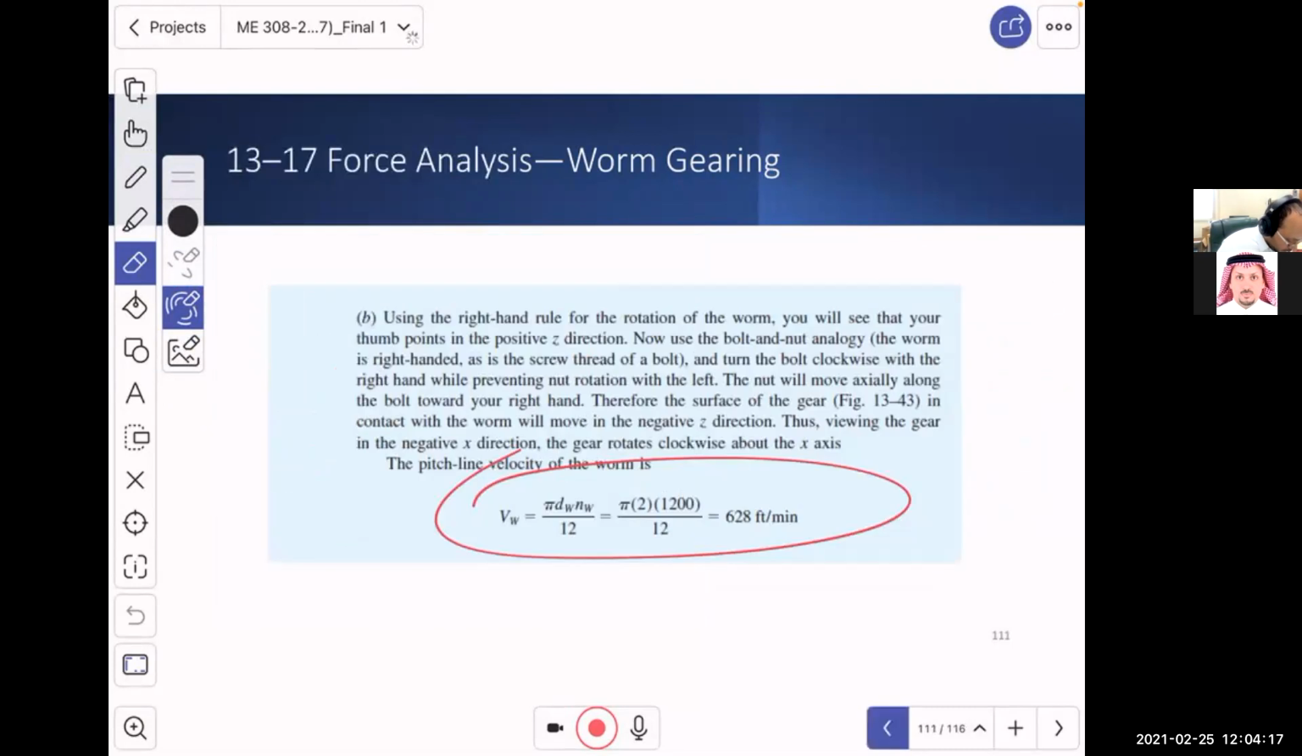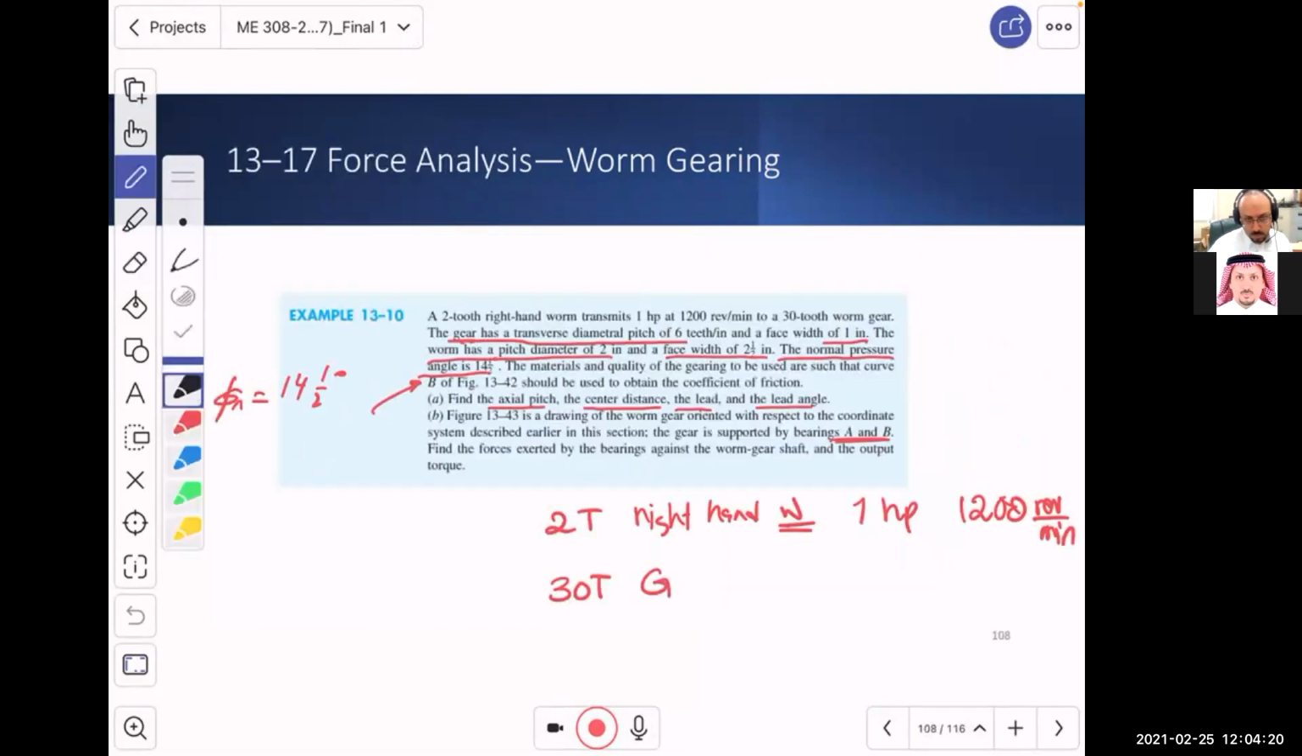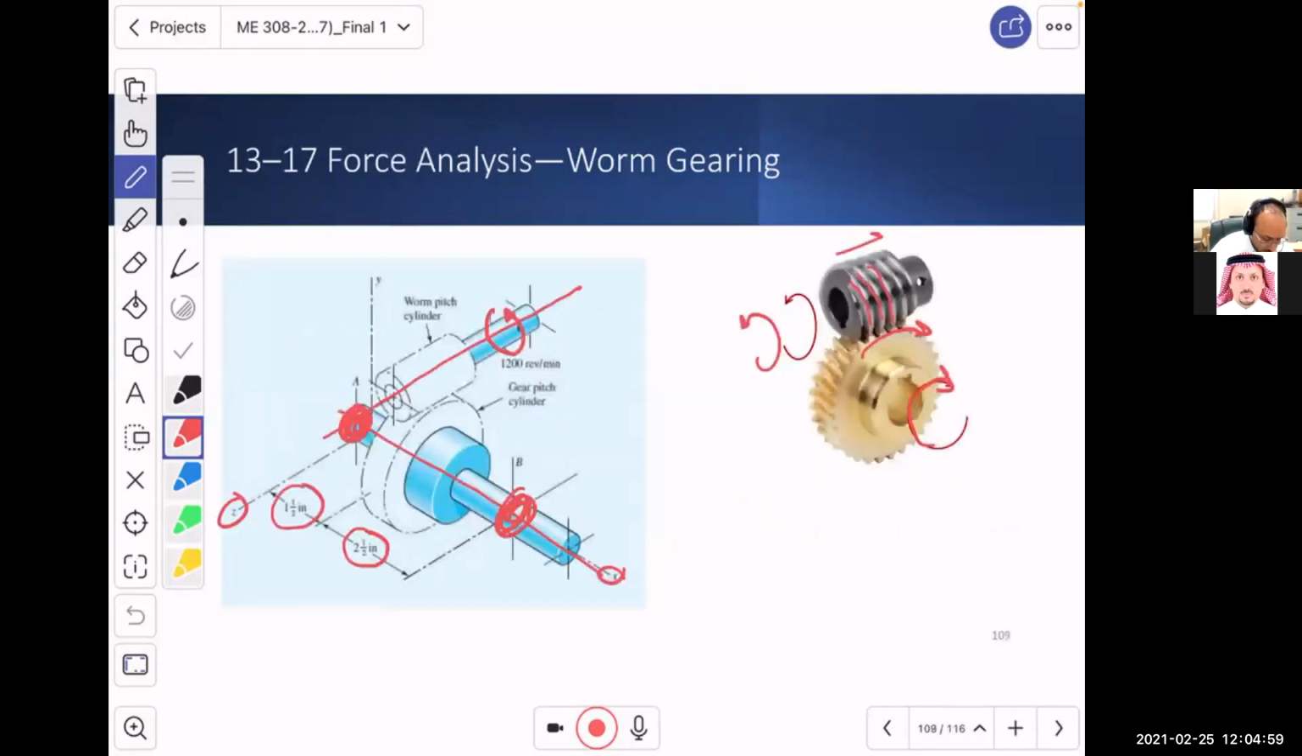So let me tell you, what did we do with this problem? We have a 2-teeth worm gear transmitting 1 horsepower at 1,200 revolutions per minute, being engaged with a 30-teeth worm gear. The gear has a transverse diametral pitch of 6 teeth per inch, and a face width of 1 inch. And then we have the worm having a pitch diameter of 2 and face width of 2.5, and so on. So for the quality of the material, we can use curve P to find the coefficient of friction.